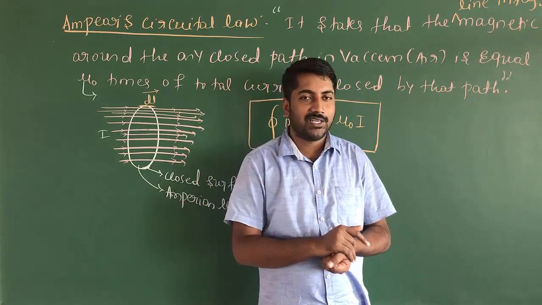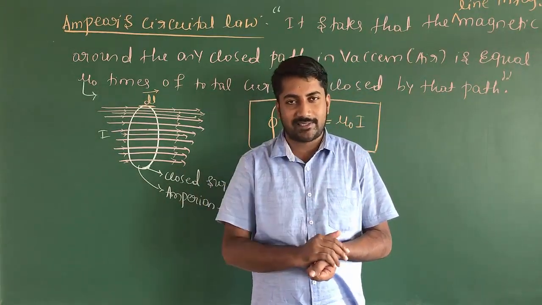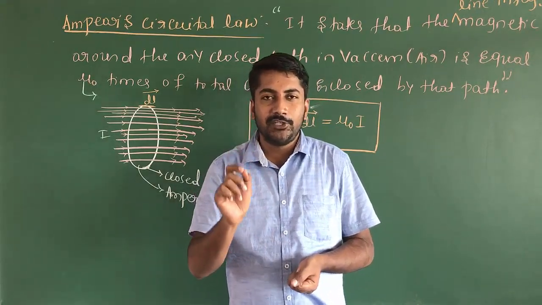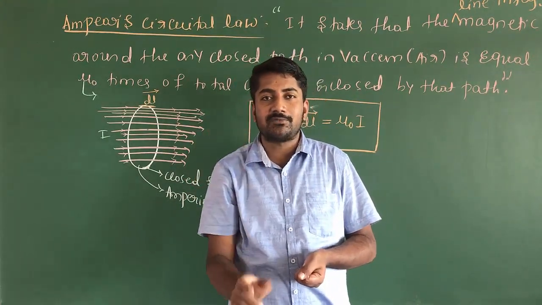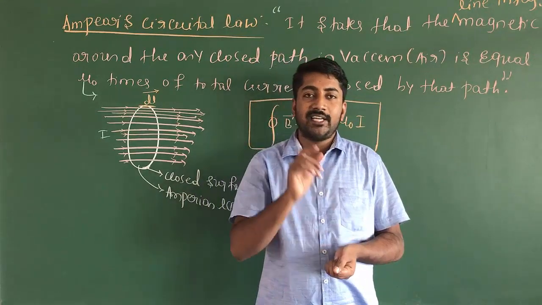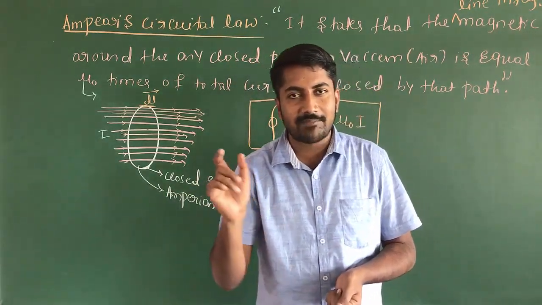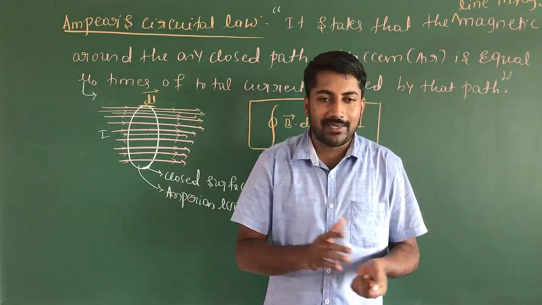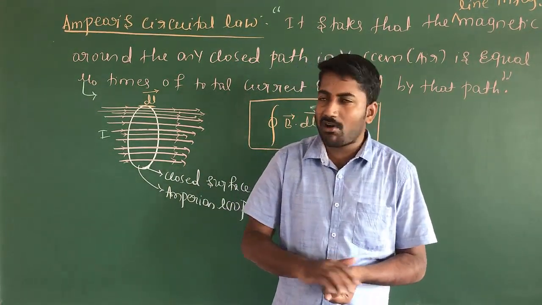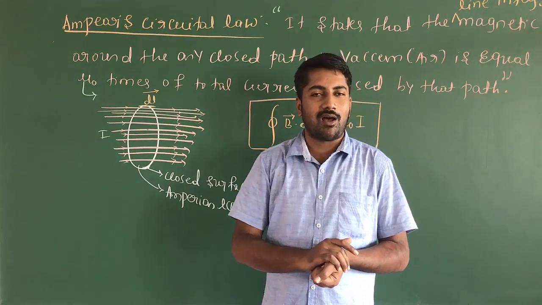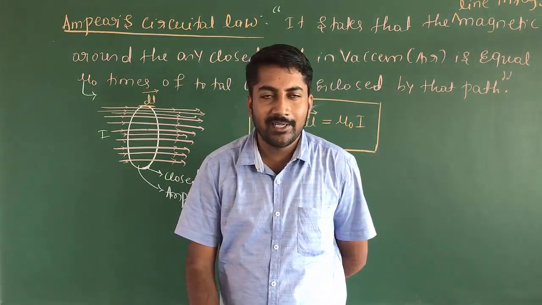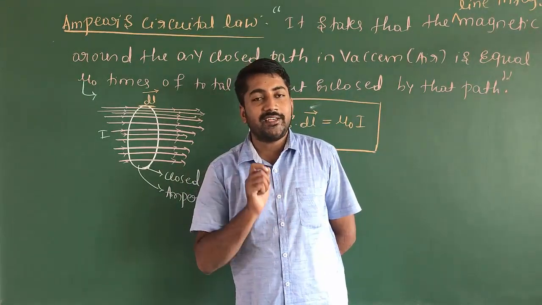There are three applications in your syllabus. The first one is magnetic field due to the long straight wire, then magnetic field due to the solenoid, and magnetic field due to the toroid. Now I will discuss the applications of Ampere's circuital law. The first application is the expression for the magnetic field due to the long straight current carrying wire.